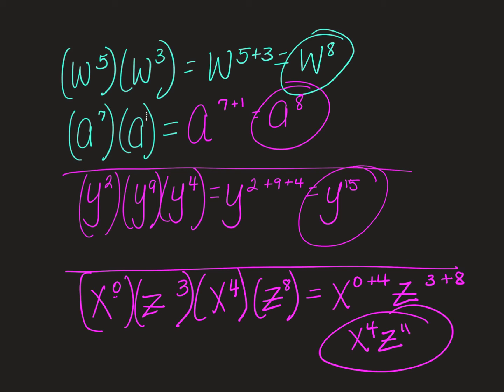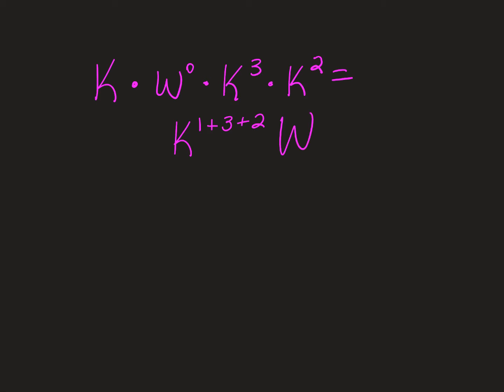Okay? All right. Let's try another one. Let's say we got K, and let's just say it's written like this: K times W to the 0 times K to the 3rd times K to the 2nd. What comes first? K. So you're going to start with K. So it would be 1 plus 3 plus 2, and W. So your final answer is K to the what power? 6. W. That's your answer. Okay?